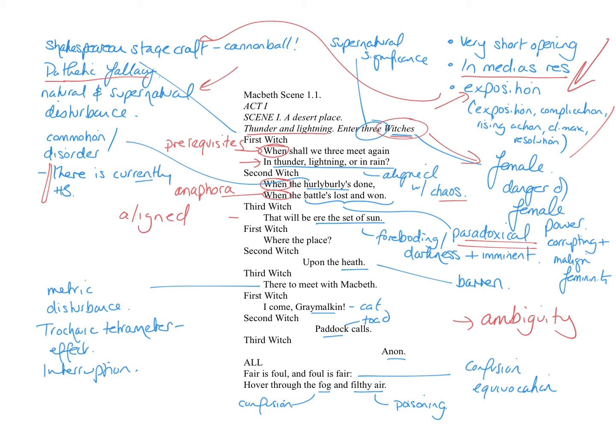You get the third witch saying they'll meet again at the set of sun. So the idea of the sun going down, foreboding darkness, and this idea that it's imminent. These things are going to happen very soon and can't be stopped. There's an inevitability of it. Fits in with the idea of free will and fate. It aligns the witches with darkness. Okay, "upon the heath," they are meeting in an area which is barren and wild, not civilised, not domesticated.